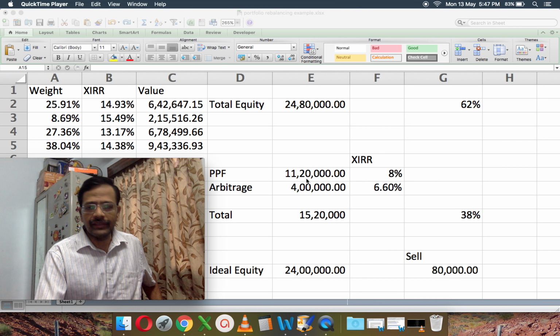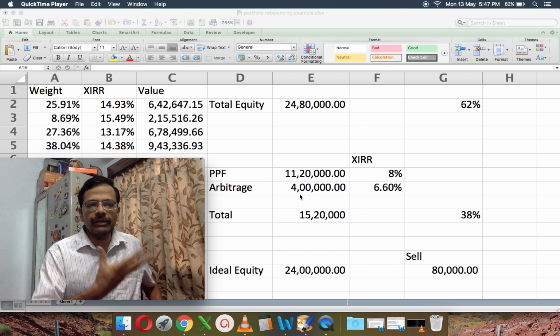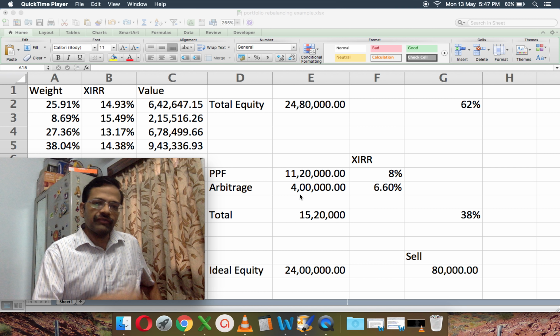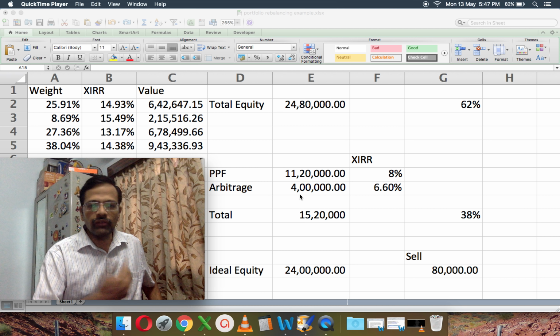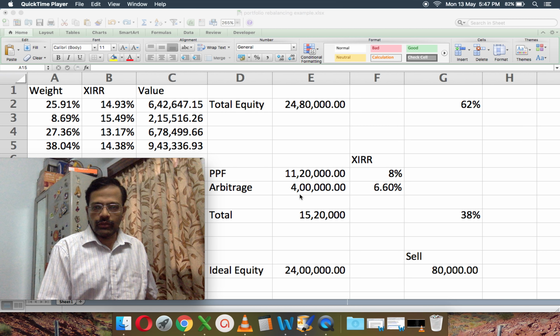11.2 lakhs is in PPF. Then there is about 4 lakh in an arbitrage fund. Arbitrage funds are equity funds in terms of taxation, but in terms of risk, they are fixed income or debt fund like. So you can treat them as part of the debt fund. You can use it for rebalancing. I talked about this in my previous rebalancing videos.